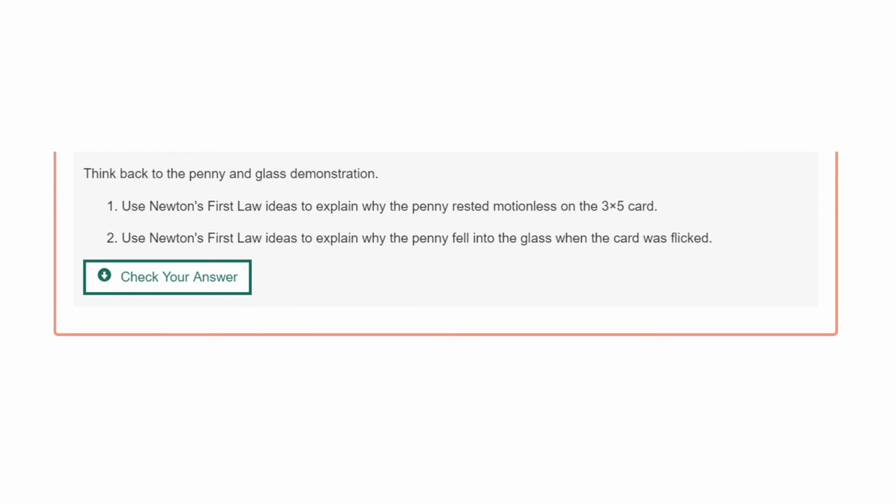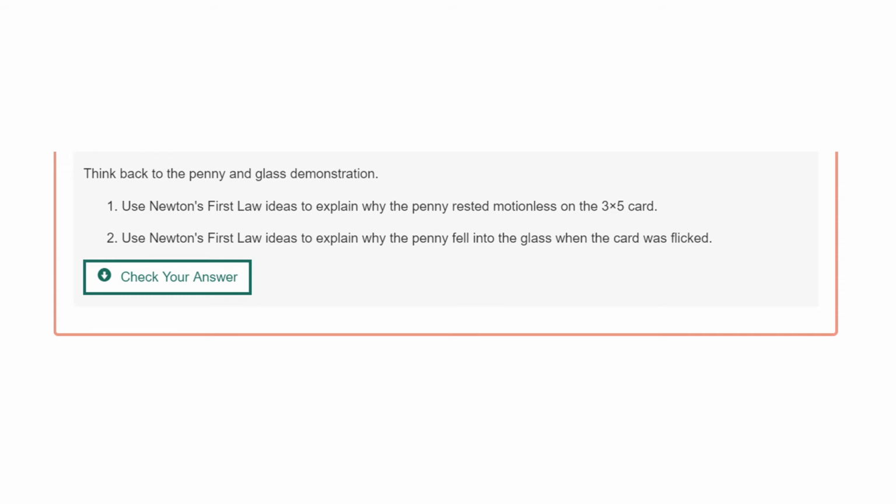Alright, this is question number 3. I don't know why I didn't put question number 3 at the top, but anyway. It says, think back to the penny and glass demonstration. Number 1, use Newton's first law ideas to explain why the penny rested motionless on the 3x5 card. Well, it's what I was telling you. If you do it slow, it is not going to affect the state of rest of the penny.